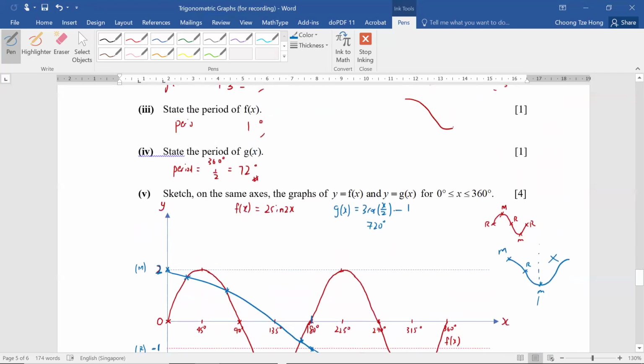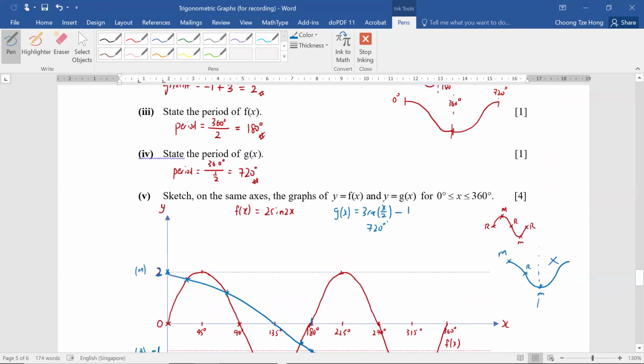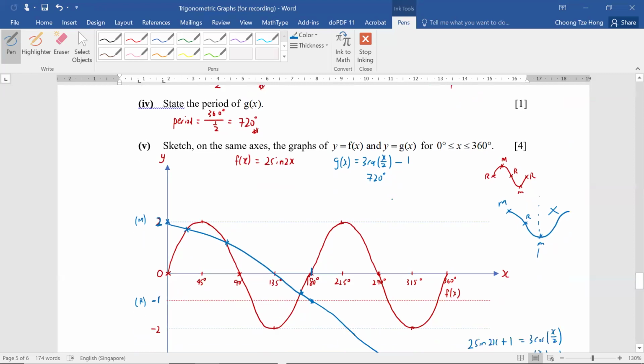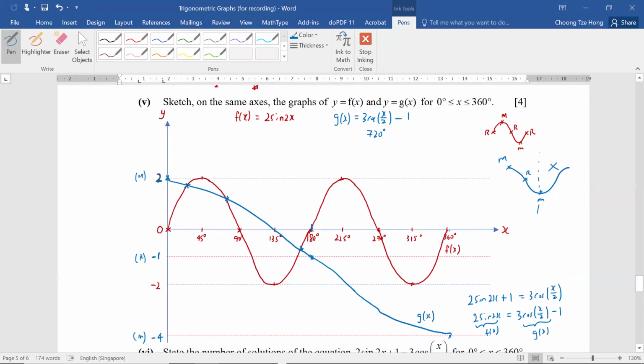This part is a bit difficult. For x over 2, just remember, if the period is longer, then you will have fewer waves. If the period is 720, then from 0 to 360, I should only see half a cosine wave. So instead of dividing 0 to 360 into 4 parts, you just divide it into 2 parts, because now the period has been doubled.